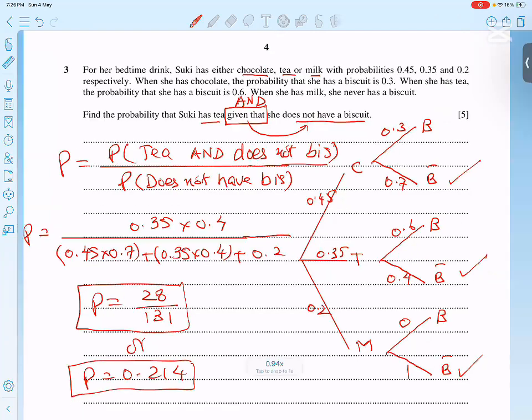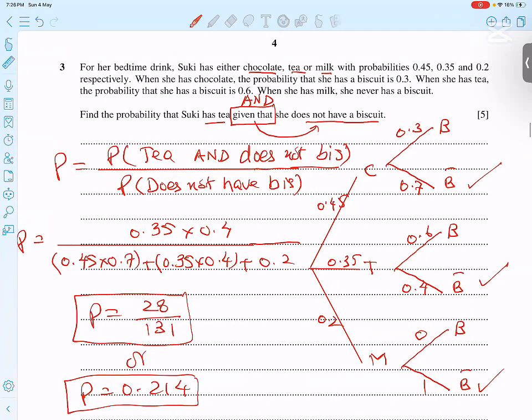I hope the concept is very clear, and this is a 5 mark question. You see, the diagram is so important. The diagram is not compulsory, but it makes the question easier. So let's go for the next question.